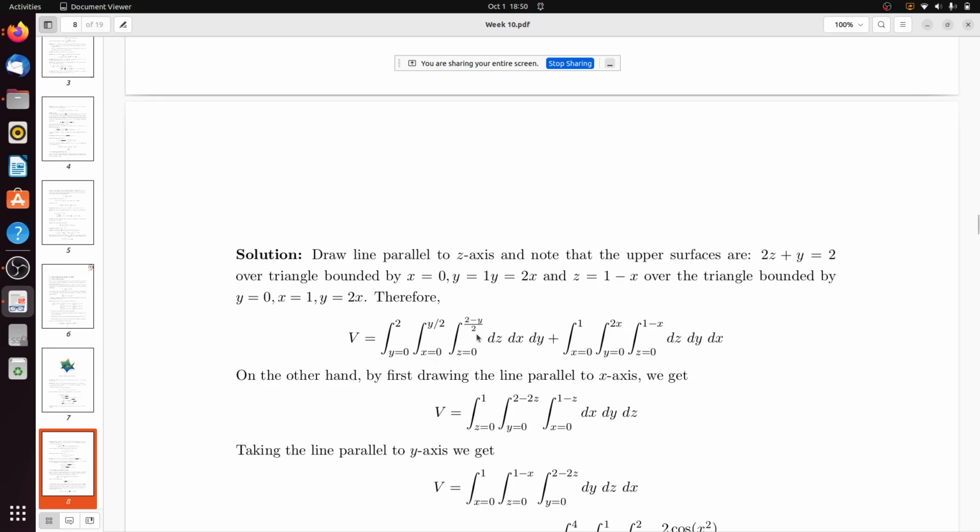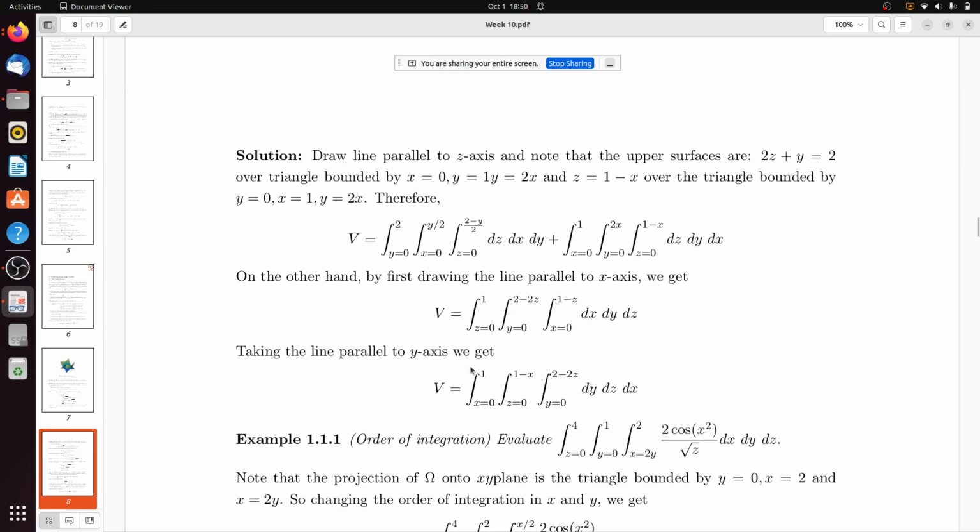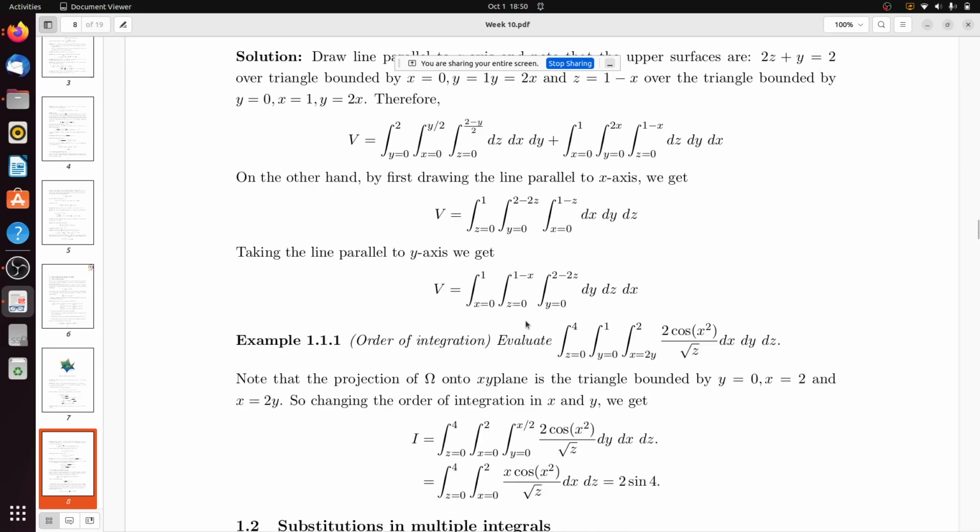And therefore you can just integrate it: z varies from 0 to 2 minus y by 2, x varies from 0 to y by 2, y varies from 0 to 2. Or x varies from 0 to 1, y varies from 0 to 2x, and z varies from 0 to 1 minus x. Here the limits of integration are for dz dx dy, and here for dz dy dx, and you will simply integrate it and get the required answer.